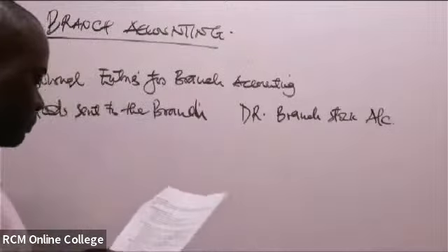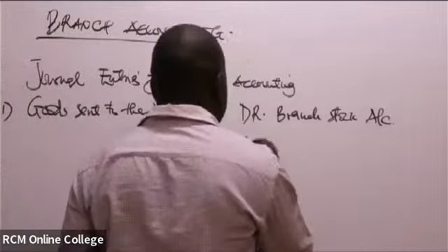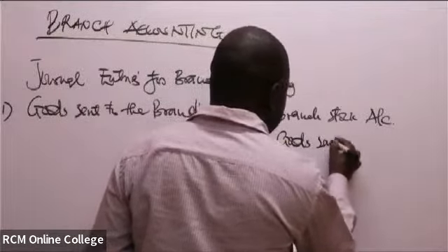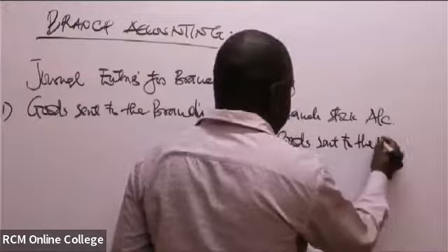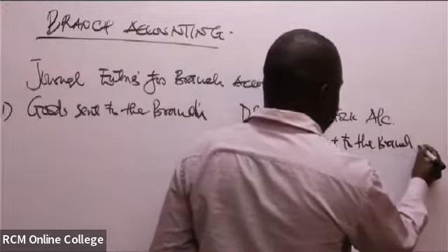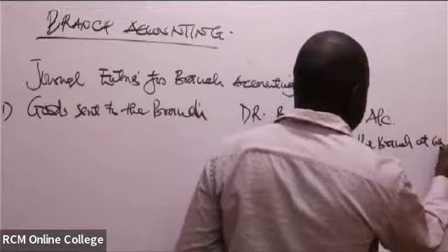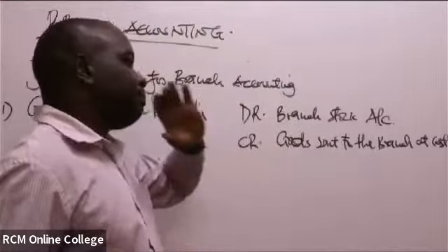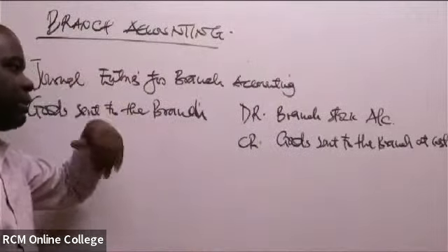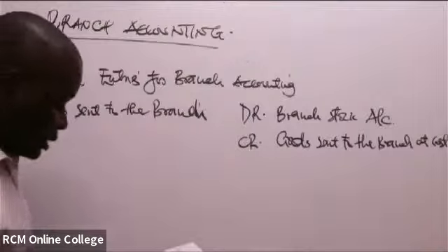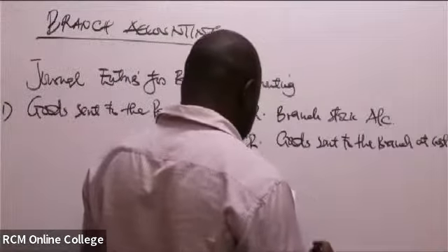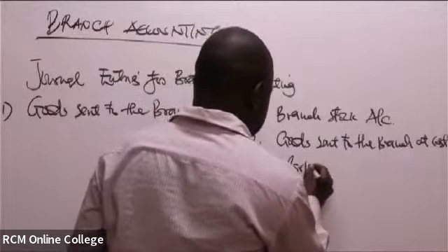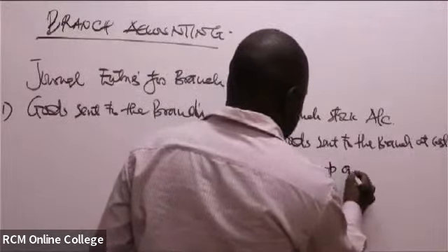Then in this case, you'll credit the goods sent to the branch at cost. Of course, if it is at cost, there'll be a markup, so that you can get the selling price at which the goods went to the branch. So you also credit the markup account.